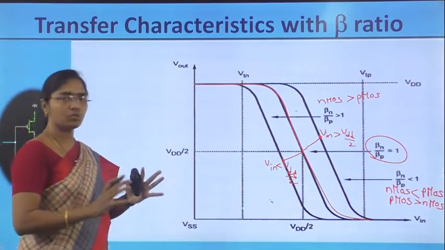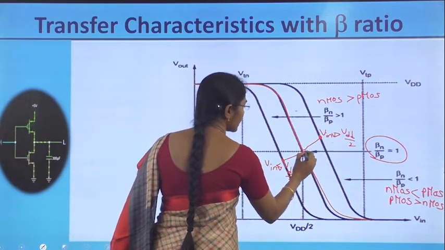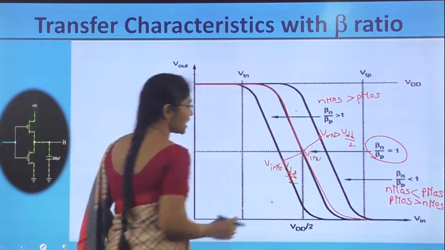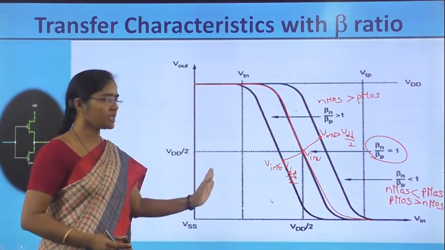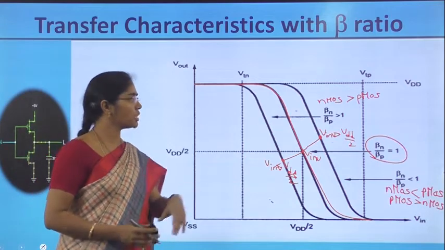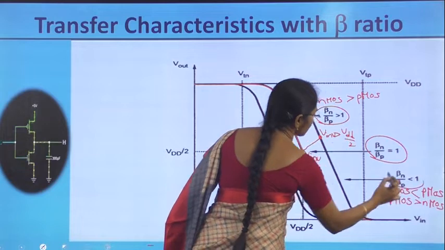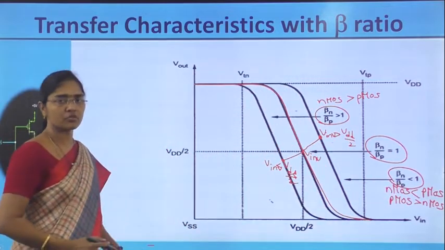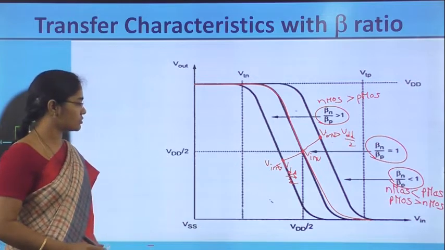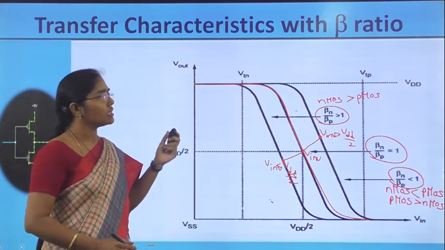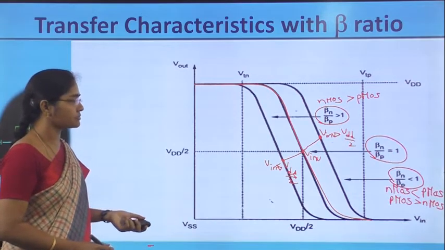Means the V inverting point can be changed or shifted to either less than VDD by 2 or greater than VDD by 2 by changing the sizes of the NMOS and PMOS transistors. So we can shift V invert by changing the NMOS and PMOS sizes. We can understand the characteristics variation with respect to the beta value.